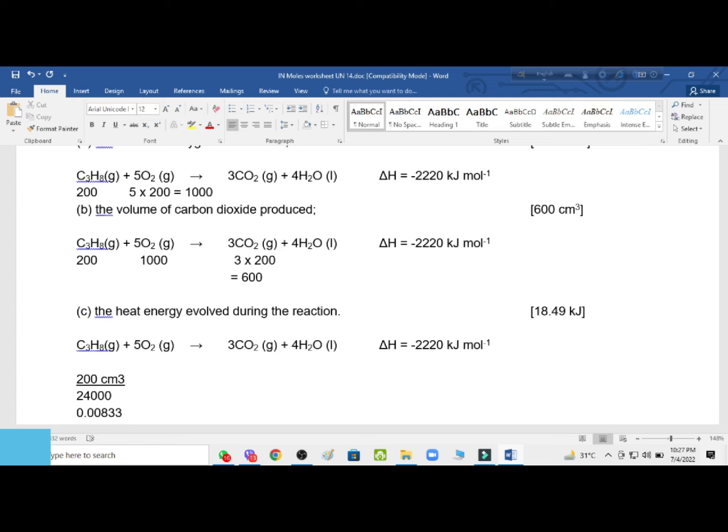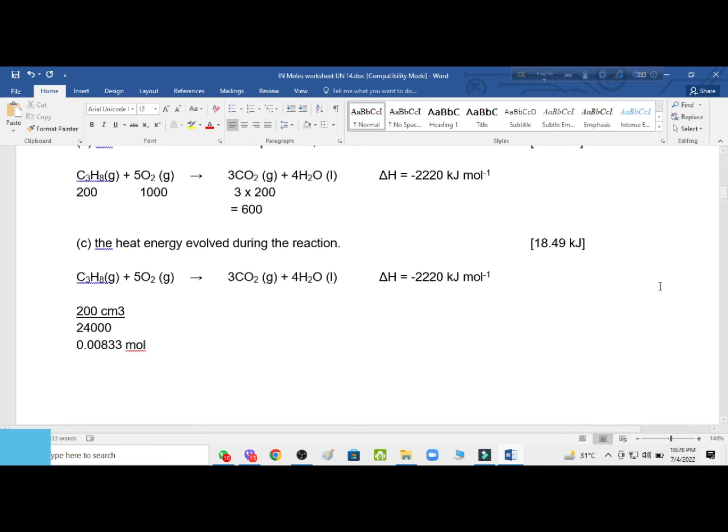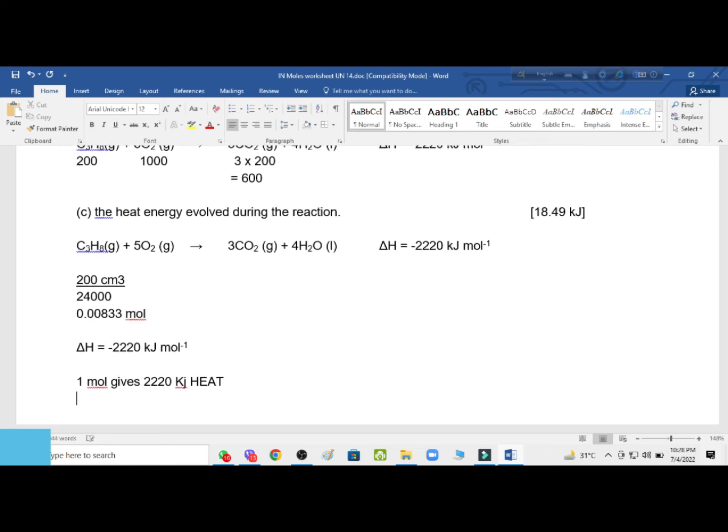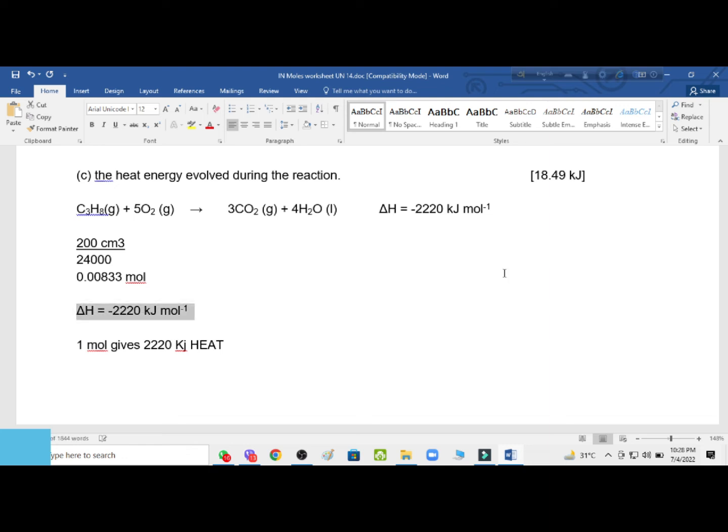200 divide 24,000. Yes, this is mole. Okay, mole. And why do I calculate mole? In this question, it says, this is now the important part, 1 mole gives this heat. So I can write 1 mole gives 2220 kilojoule heat. Okay, this gives this heat according to this expression.